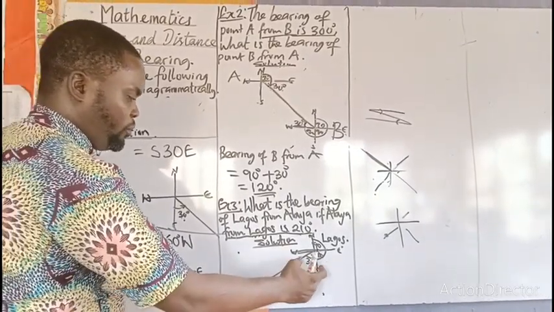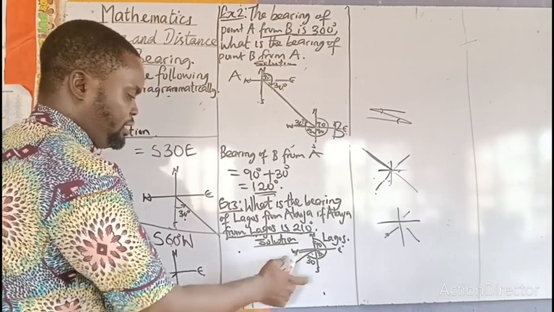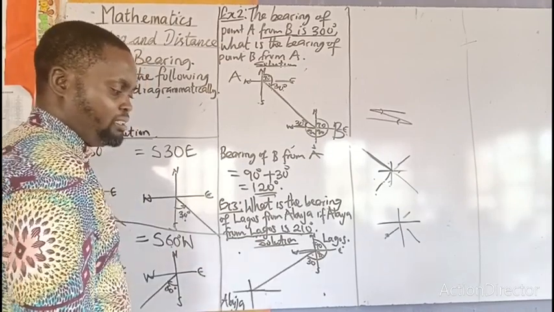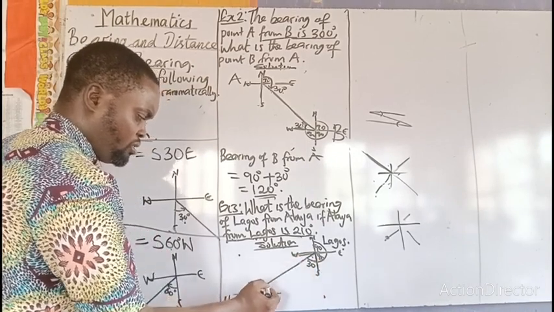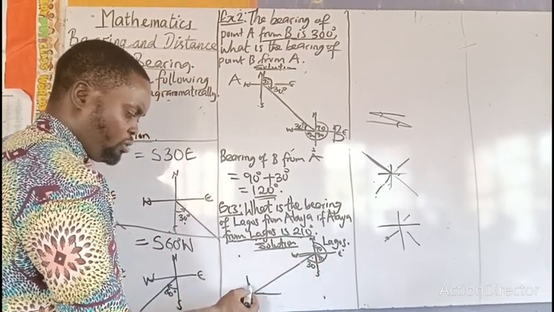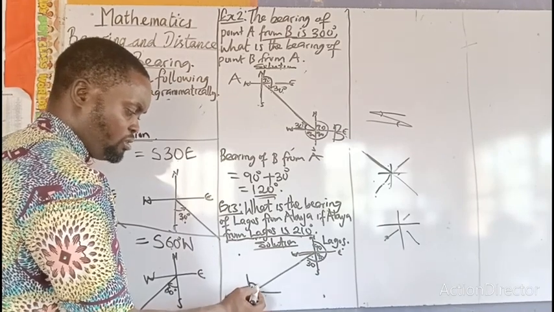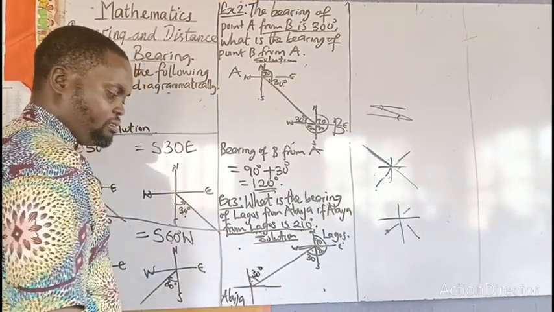So do we have alternate? Which one is alternate to where here? Let's look at it now. Do we have our Z angle here? Yes. This is our 30. Where is it alternate to? To this place. Is that also 30 degrees?